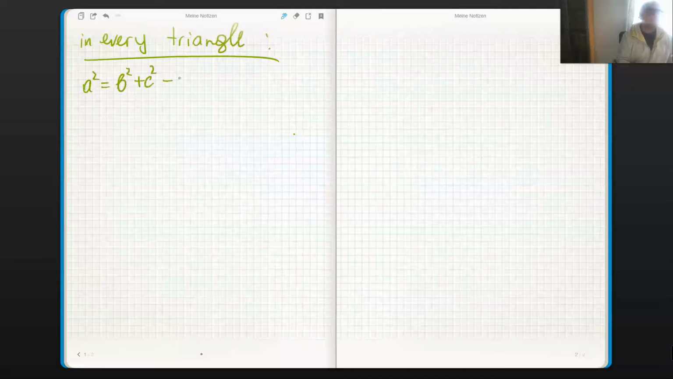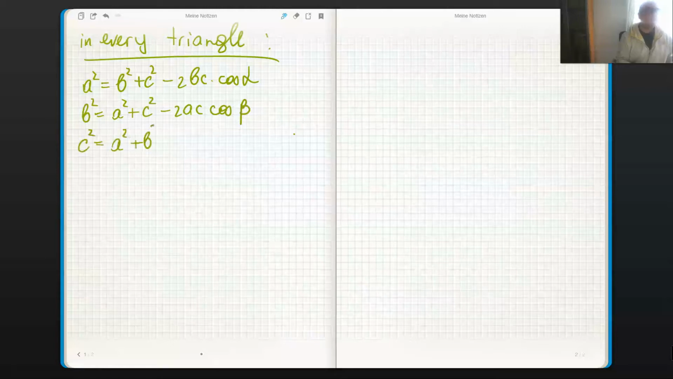So the statement is, if you have an arbitrary triangle, so in every triangle, it holds that a squared is equal to b squared plus c squared minus 2bc times the cosine of the angle in between. b squared is a squared plus c squared minus 2ac cosine of beta in this case, and c squared is a squared plus b squared minus 2ab times the cosine of phi.